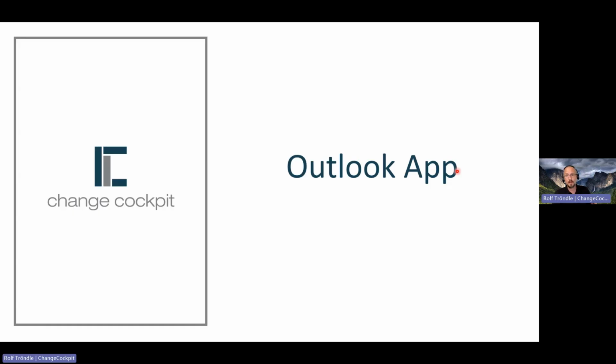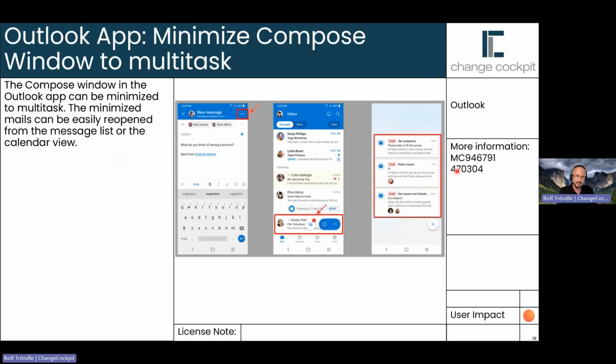Going to the Outlook app, meaning the Outlook installation inside smartphones like Android or Apple iOS. First of all, you can now minimize the compose window to multitask within the Outlook app. Let's say you would like to look for possible appointments. You want to switch to the calendar while writing an email. Till now, you had to click on the cross icon, then it would be saved into drafts. You go to the calendar, you think, okay, next week on Wednesday there is time. You go back to the drafts folder and then continue writing.